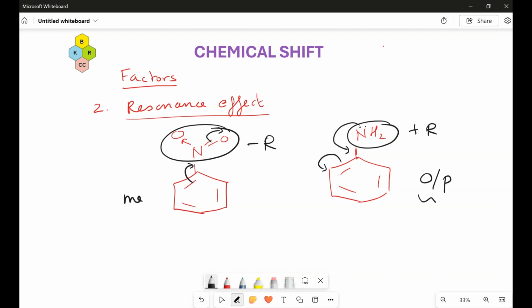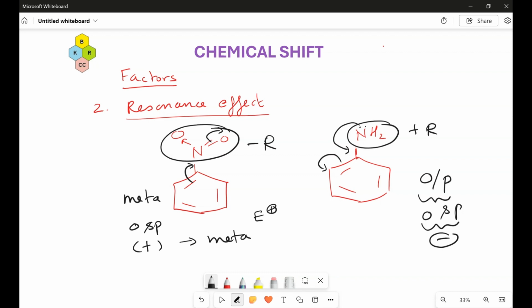Here why is it ortho-para-directing? Because ortho and para position become negatively charged. They get high electron density. Here it is meta-directing because the ortho and para position get the positive charge. Therefore, the meta has more electron density compared to ortho and para. Therefore, the electrophilic substitution takes place in meta position for electron withdrawing group. It takes place in ortho and para position for electron donating group.